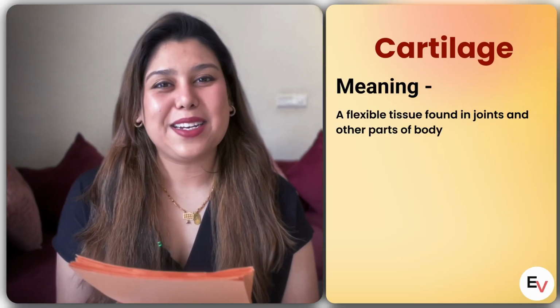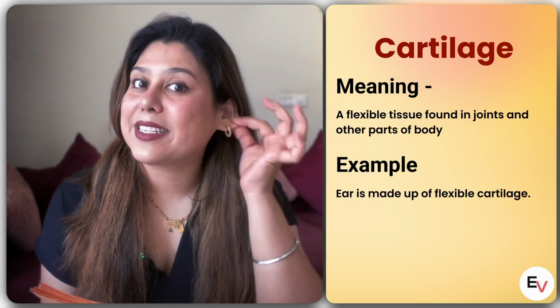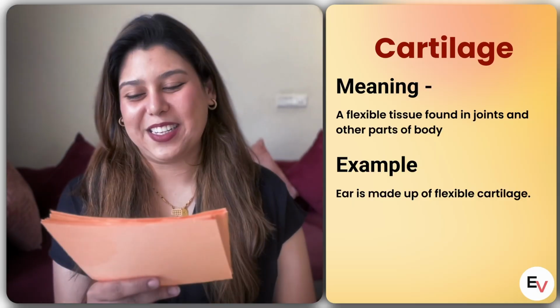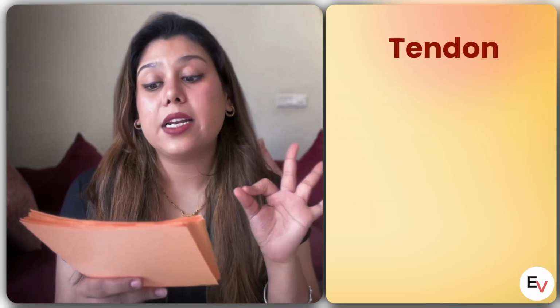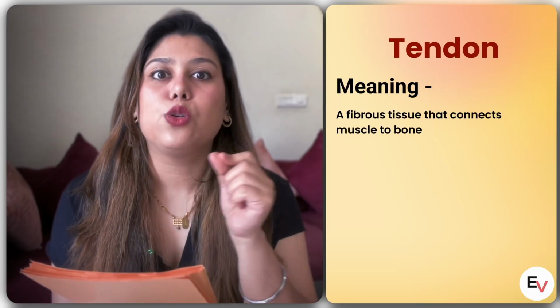Now let's frame a sentence with this word. The ear is made up of flexible cartilage. Moving on to your next word, tendon. Repeat after me, tendon. Now tendon means a fibrous tissue that connects muscle to bone.